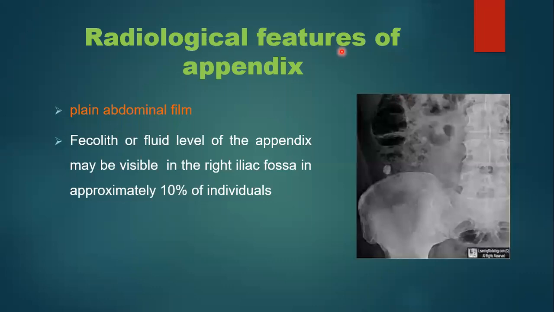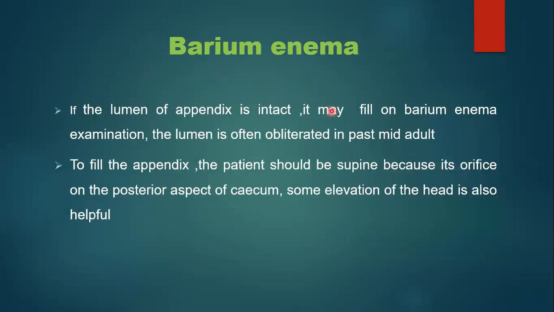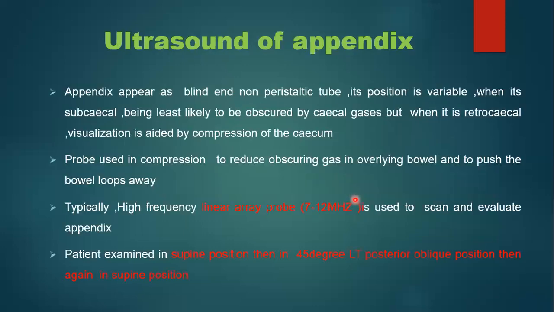Radiological features of the appendix. Plain abdominal film. A fecalith or a fluid level of the appendix may be visible in the right iliac fossa in approximately 10% of individuals. This plain abdominal X-ray shows a fecalith in the right iliac fossa. Barium enema. If the lumen of the appendix is intact, it may fill on barium enema examination. The lumen is often obliterated in the past mid-adult. To fill the appendix, the patient should be supine because its orifice is on the posterior aspect of the cecum. Some elevation of the head is also helpful.